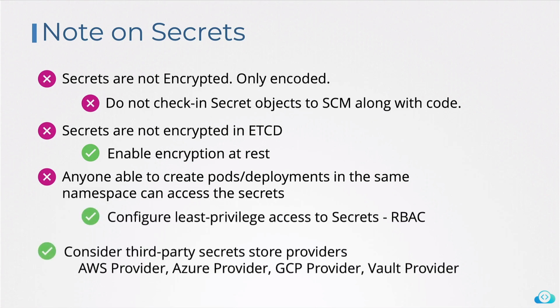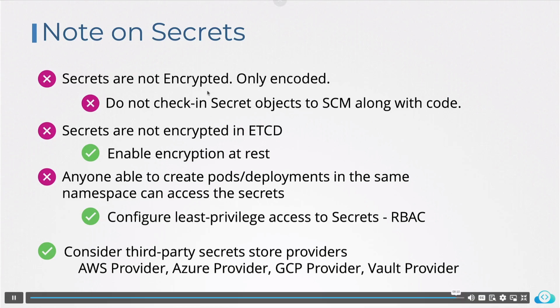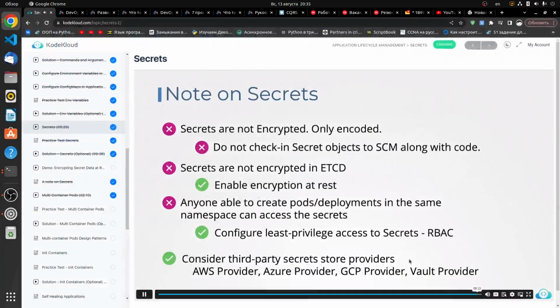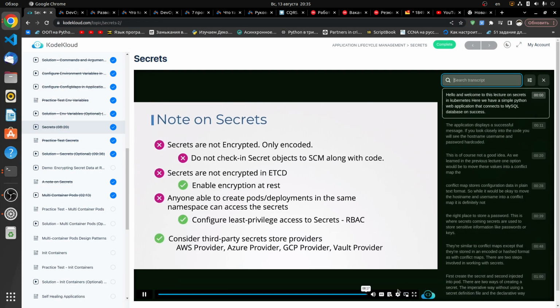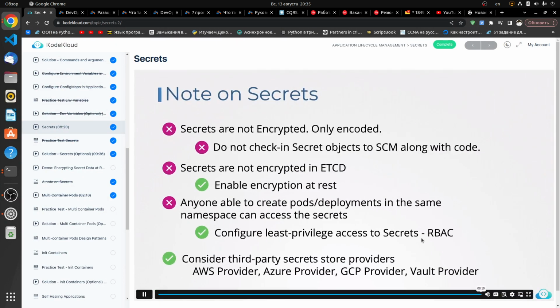And finally, consider third-party secret providers such as the AWS provider, Azure provider, GCP provider, or the Vault provider. This way, the secrets are stored not in etcd but in an external secret provider, and those providers take care of most of the security. Configuring those are advanced topics for this course, and we will discuss this in the Certified Kubernetes Security Specialist course. Well, that's all for now. Head over to the labs and practice working with the basics of secrets.